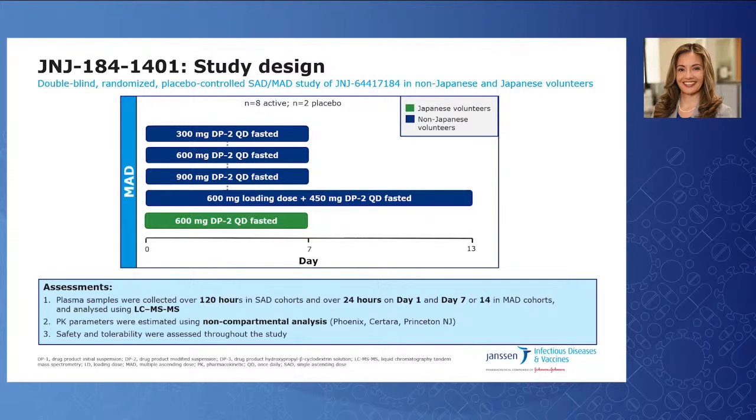For assessments, plasma samples were collected over 120 hours in SAD cohorts and over 24 hours on day 1 and day 7 or 14 in MAD cohorts, and analyzed using liquid chromatography with tandem mass spectrometry. PK parameters were estimated using non-compartmental analysis. Safety and tolerability were assessed throughout the study.